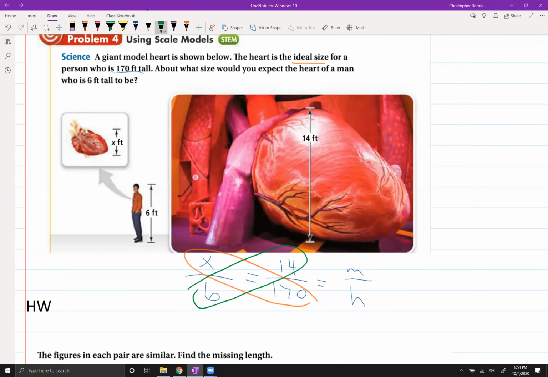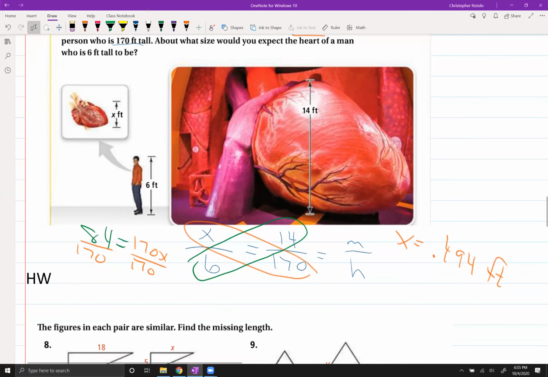So 6 times 14, we get 84, right? And that's going to be equal to 170x. So we're going to divide by 170. We want to have this as a decimal because everything we've done was in feet. So we're going to take that 84 and divide it by 170. That's 0.494 feet. So it's like half a foot, a little bit under half a foot, so less than 6 inches. What do they say? The size of your fist when you close your fist? So that's about right.